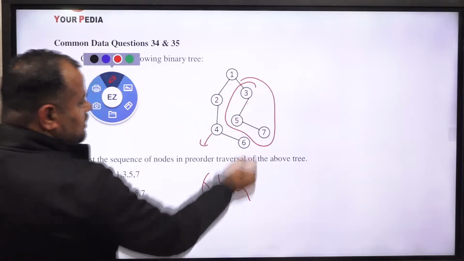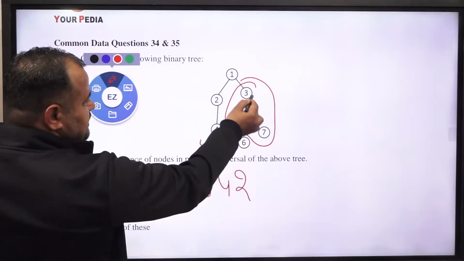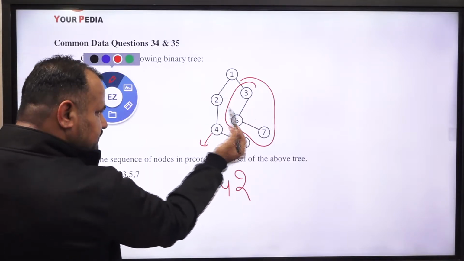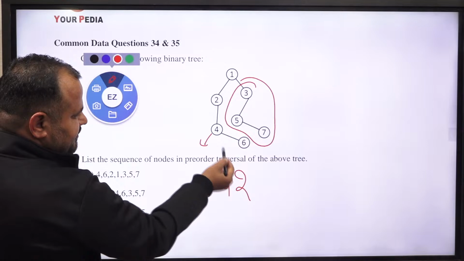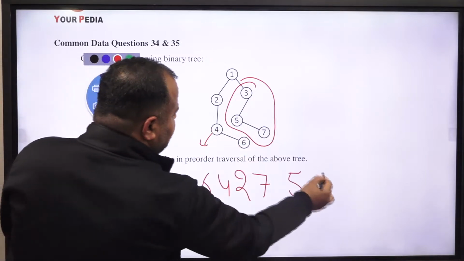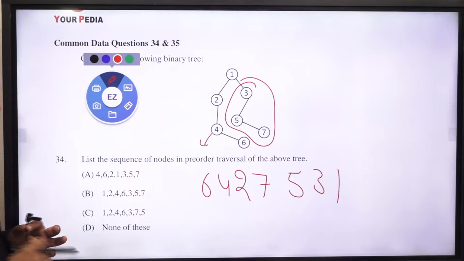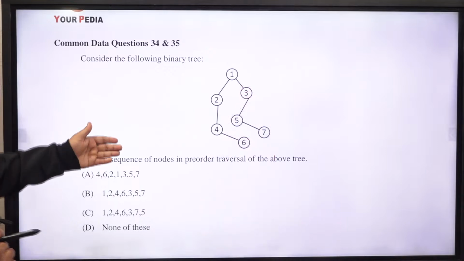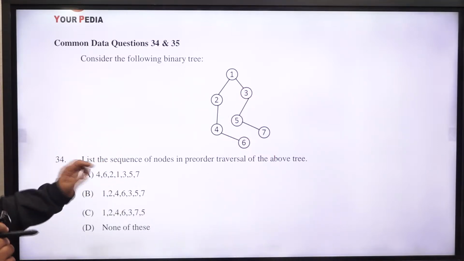Is there any right subtree remaining? Yes. So first of all, please try to cover the right subtree. Move on to node 3. Is there any left subtree? Yes. First cover the left subtree. For node 5, is there any left subtree? No. So print 7, 5, 3 and 1. 6427531. Very good, Professor. Very good, Racer. Yes, hardly, these are questions of 20 seconds. So you have to save the time in these types of problems.